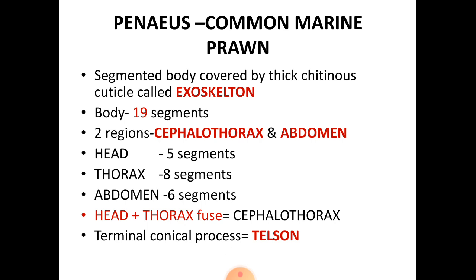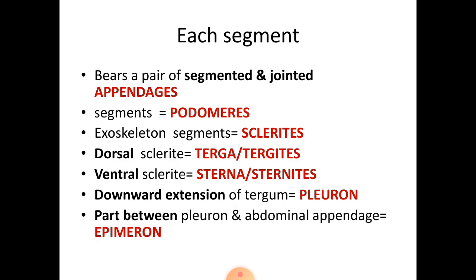Head is formed of 5 segments, thorax 8 segments, abdomen 6 segments, and the head and thorax fuse to form the cephalothorax, and there is a terminal conical process called telson. Each segment bears a pair of segmented and jointed appendages, and the segments of these appendages are known as podomeres. And the exoskeletal segments are called sclerites.